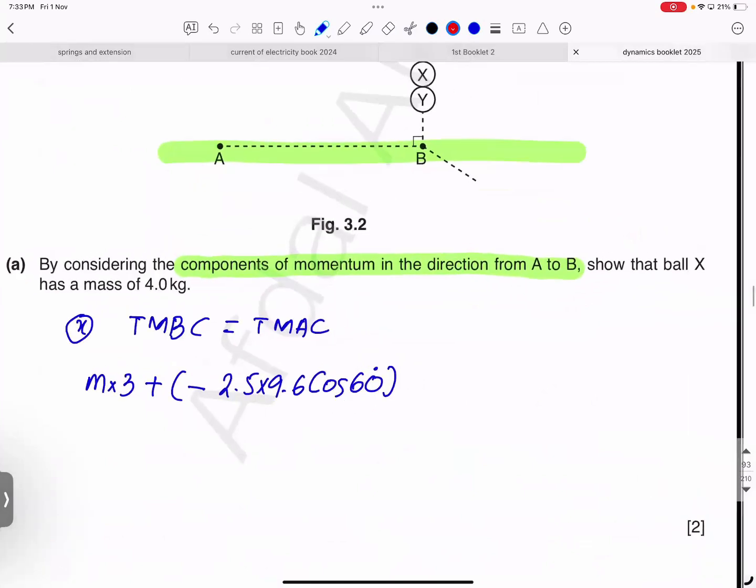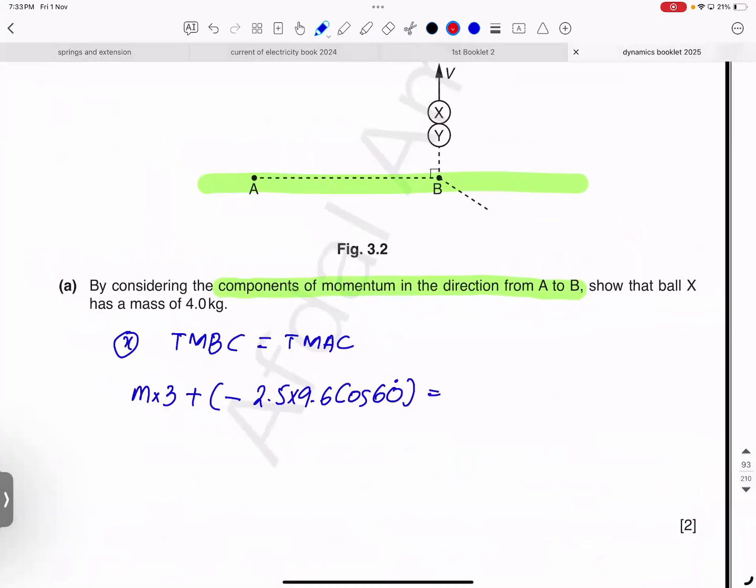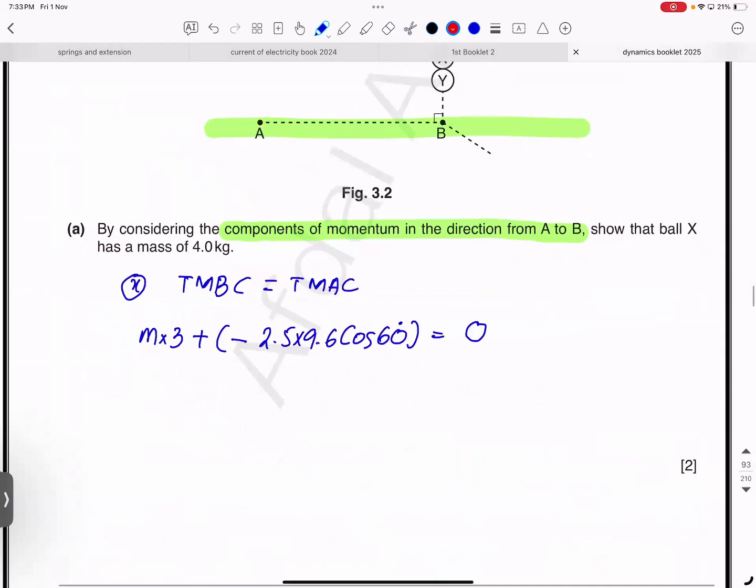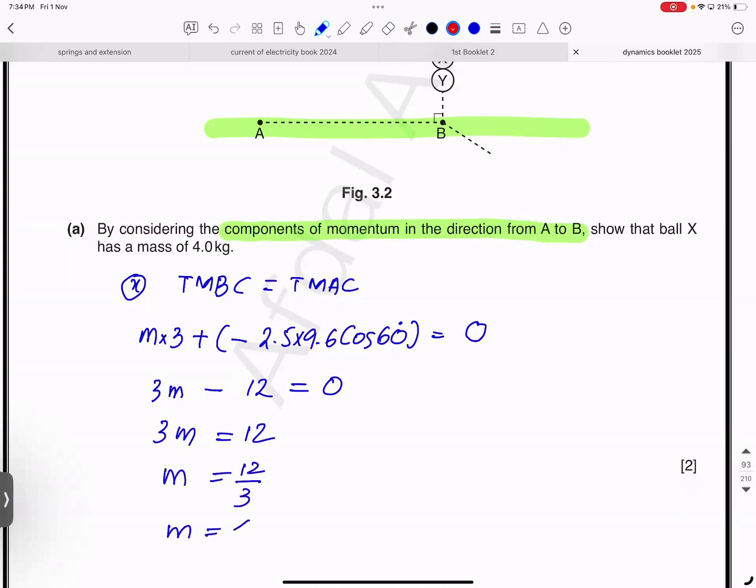All right. Now, after collision, is there anything in X direction? No, 0. So 3M, yes, it is minus 4. No, it's 12. 3M minus 12 is equal to 0. 3M is equal to 12. M is equal to 12 divided by 3, which is 4 kilograms. It was just a simple question. It's clearly mentioned in the question that consider the components in the direction of AB, means horizontal components.